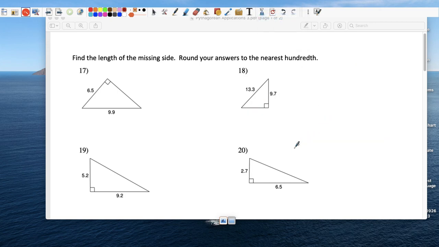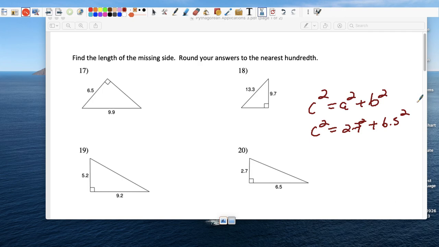Okay. B, we want the hypotenuse, so let's call that C, and let's call this A, and let's call this B. So C squared equals, you know what, I'm just going to write it. A squared plus B squared. Hypotenuse is what we want. 2.7 to the second power plus 6.5 to the second power. So 2.7 to the second power is 7.29, plus 6.5 to the second power is 42.25. We're going to add those two, and we get a sum of 49.54.